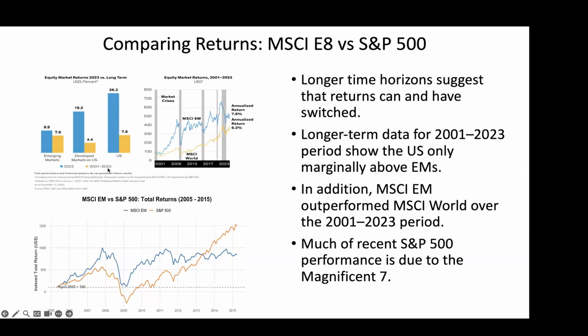What if I went 2001 to 2023? So if I look at the period, that's the yellow bars, and I look at equity market returns, 2001 to 2023, emerging markets grew at 7.6%, and look at the US. It's only 7.8%. So suddenly, and then if you look at the graphic at the bottom here, which is the MSCI EM against the S&P 500, but starting in 2005, right? It's a different picture until you get to 2013. So the jaws you see here is this picture.